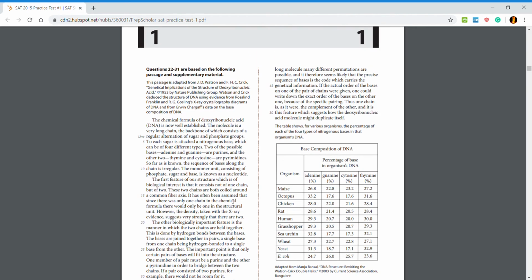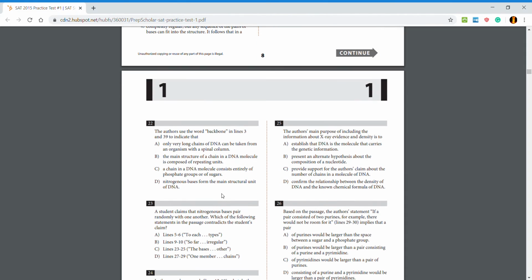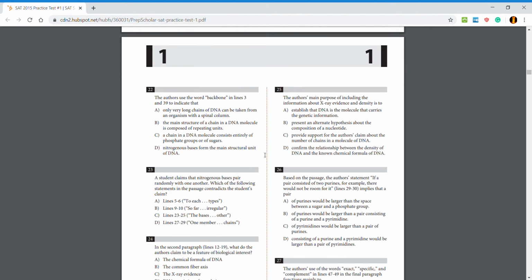So, after reading through the passage, we should go to the questions. Question 22. The author uses the word backbone in lines 3 and 39 to indicate that only very long chains of DNA can be taken from an organism with a spinal column.